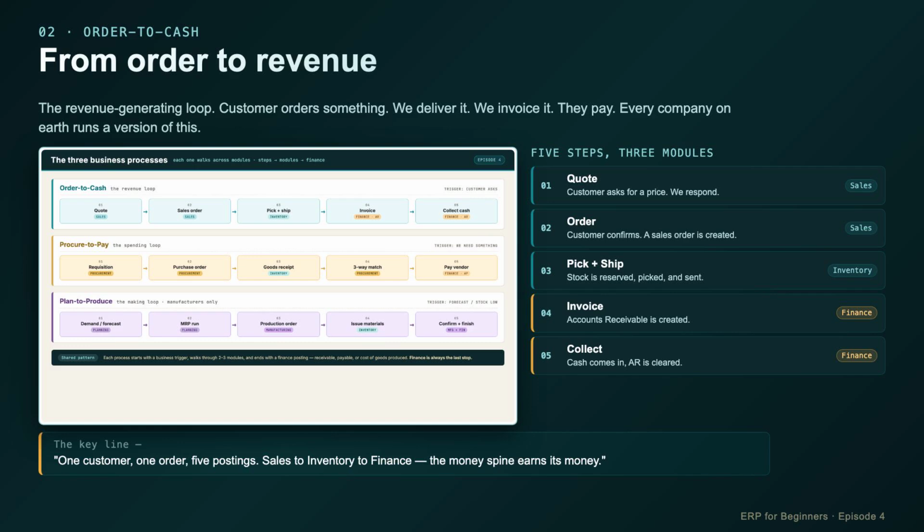Invoice. Finance creates accounts receivable. And collect. Cash comes in, AR clears. 3 modules, 1 flow.